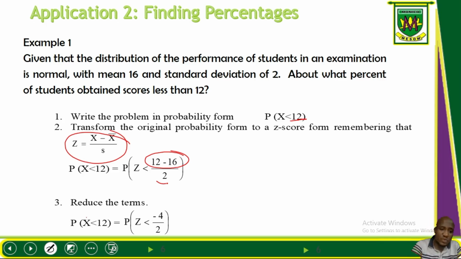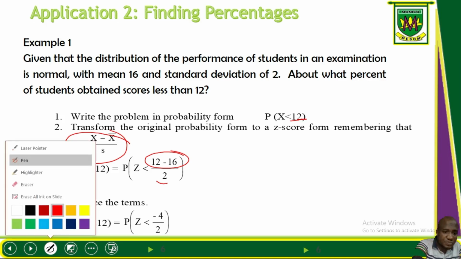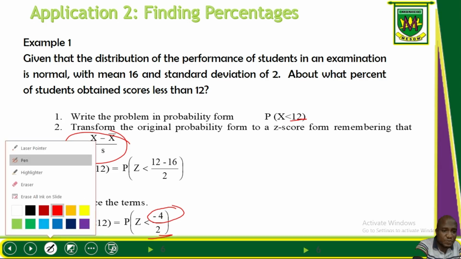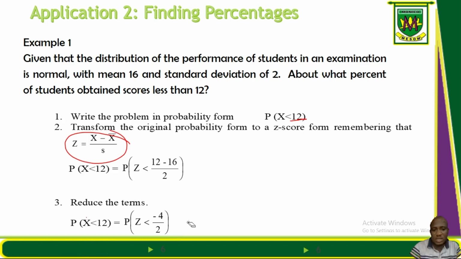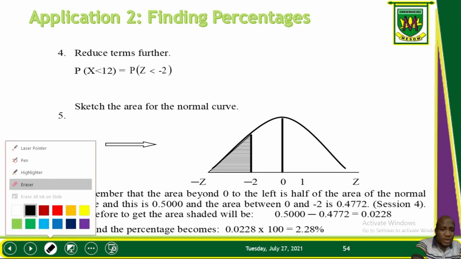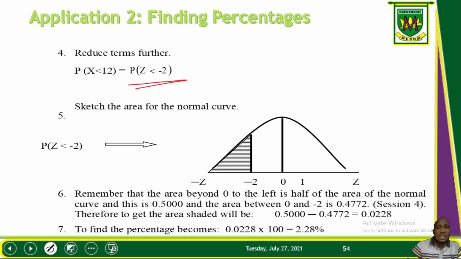So here, reducing the term further, 12 minus 16 will give us negative 4. So negative 4 divided by 2 will give us what? -2. So the next thing is you write the answer, which is z is less than -2.